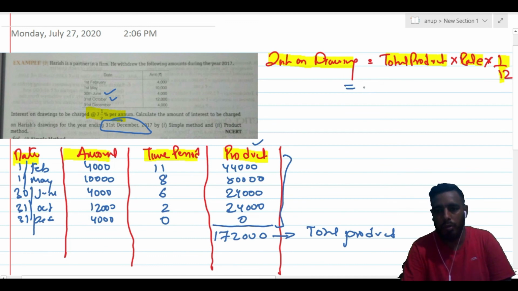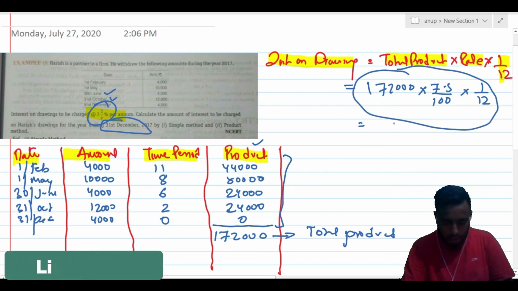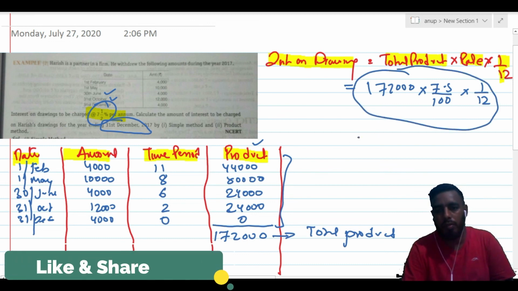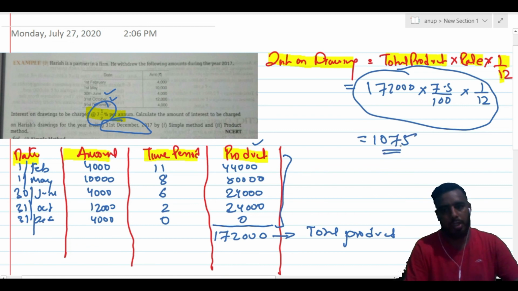So the total product is 1,72,000. The rate given here is 7.5%, 7.5 divided by 100, and the time is fixed, which is 1 by 12. So on calculation of everything, we get the interest on drawing as 1075, and this is the total interest to be charged under partnership.